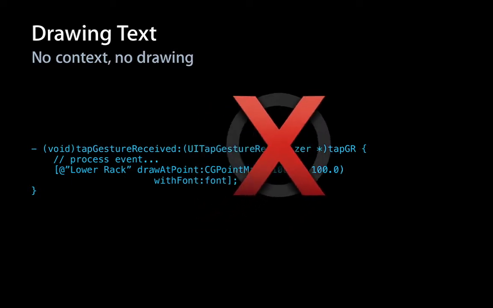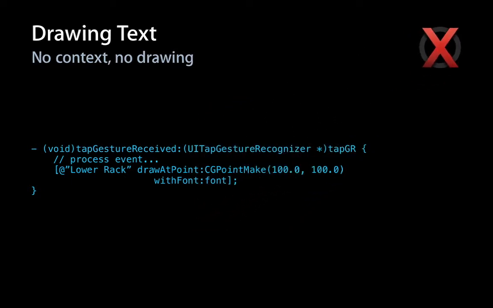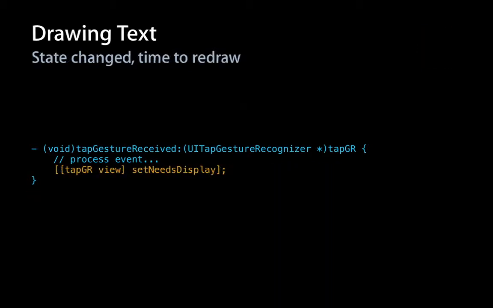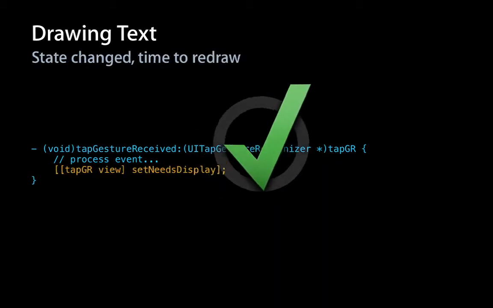So again, I just want to drive this home one more time. You cannot draw strings in your tap gesture recognizer code. You have to have a context, and in the event processing case, you don't have a context yet. Instead, tell it you need to display.